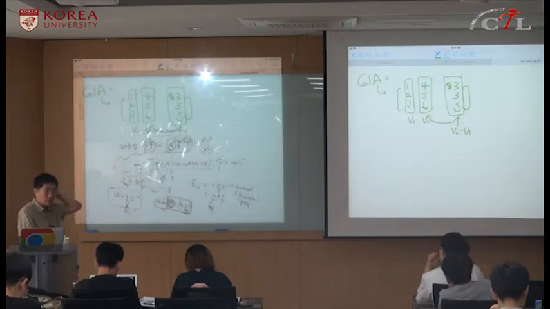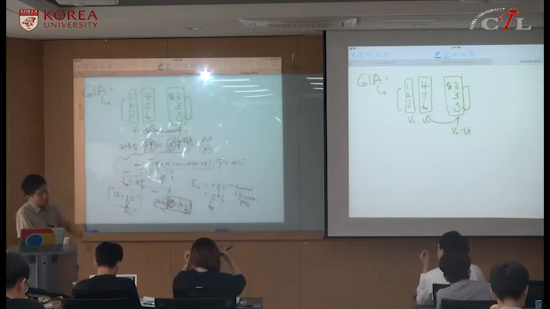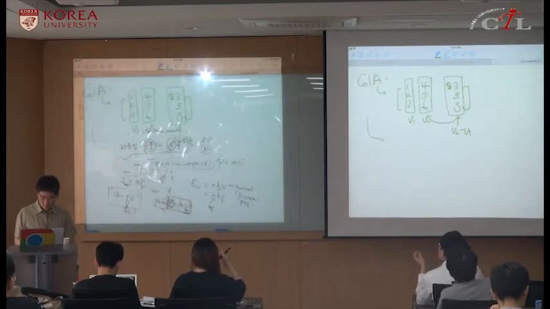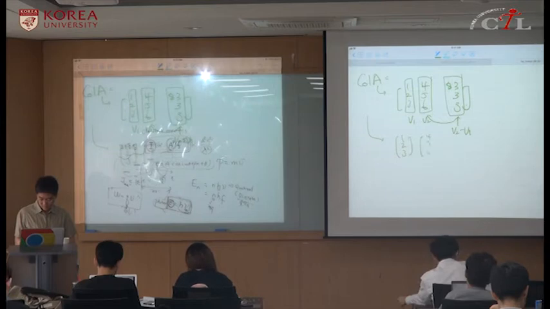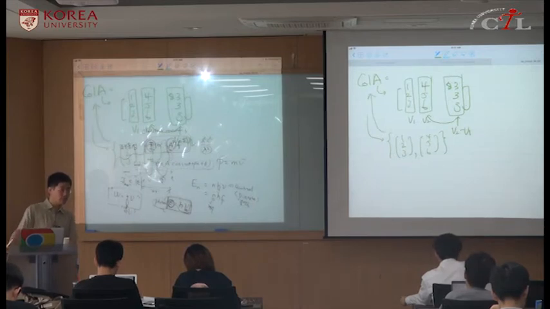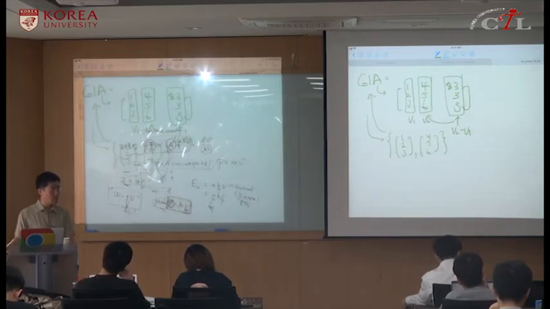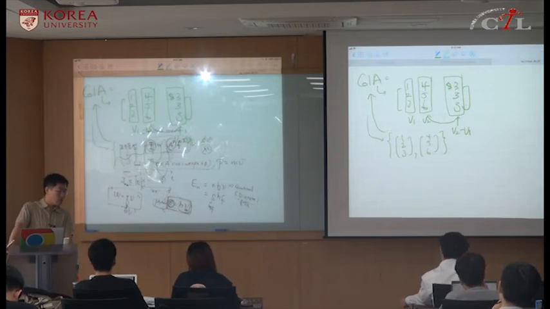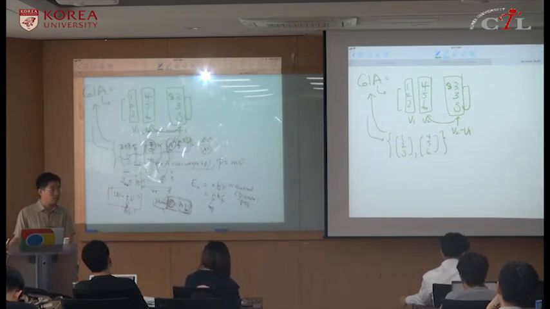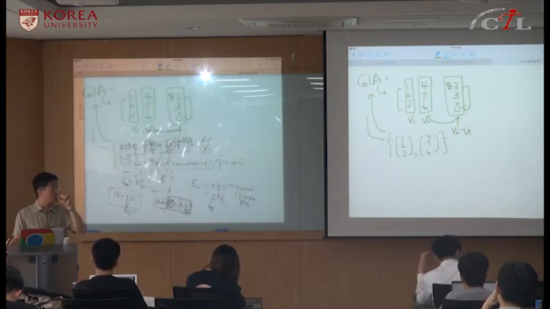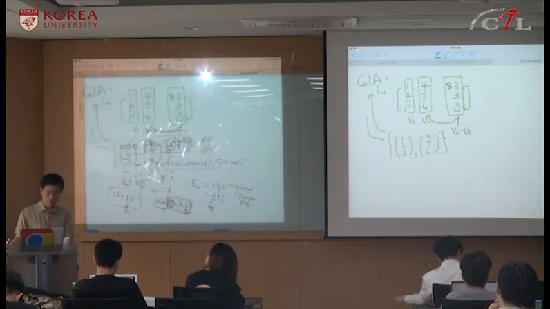And then let me ask the question here. This is the basis of this column space of A, and is this basis an orthogonal basis? Of course it's not, right? Because the angle between the two is not 90 degrees, right?